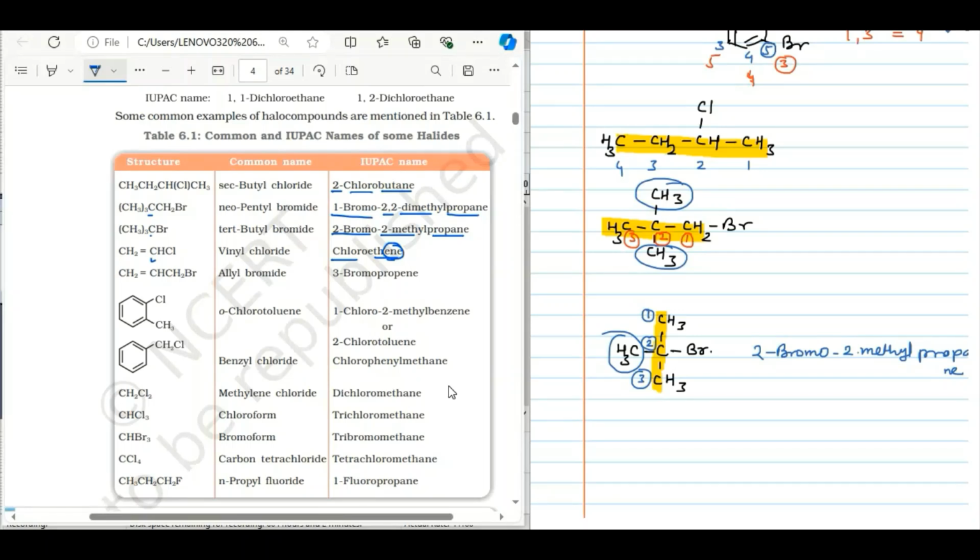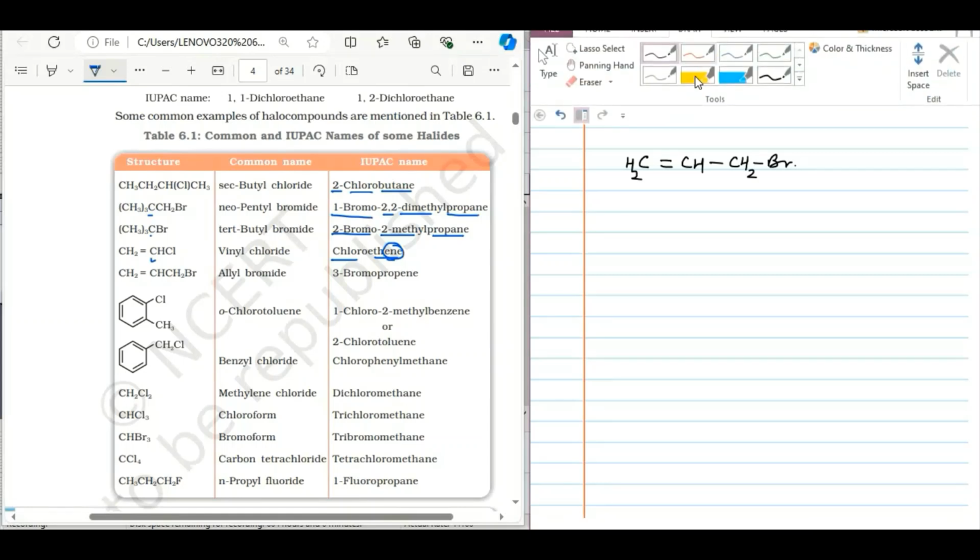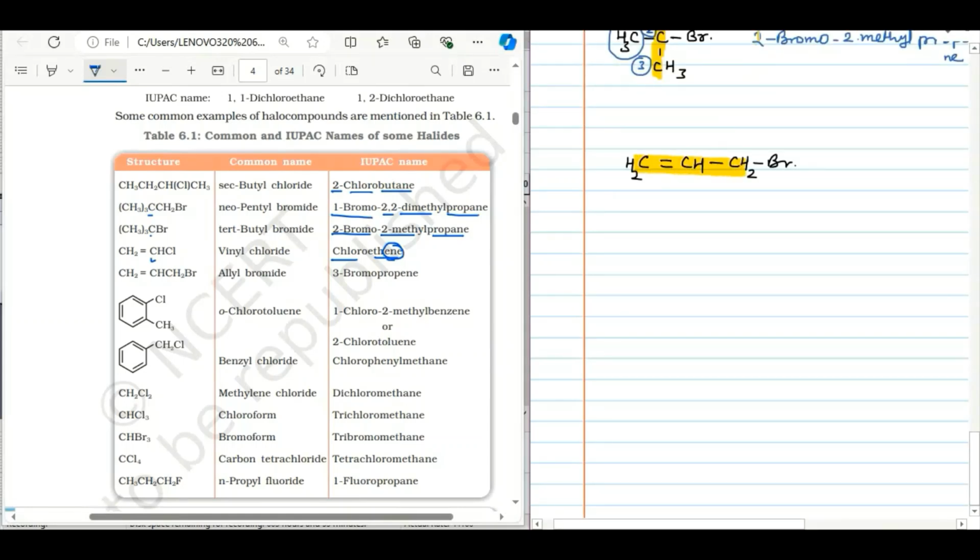Now come to the next example. Here CH2=CH-CH2Br. So we need to revise a few rules to name this molecule. First of all, draw the molecule. It is CH2 double bond CH single bond CH2Br. First of all, select the longest carbon chain. So this is the longest carbon chain.